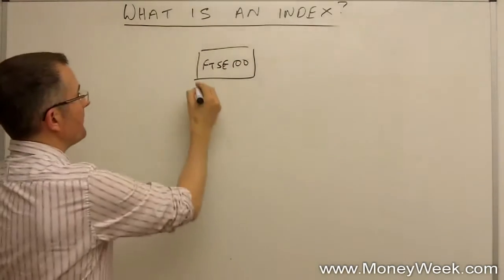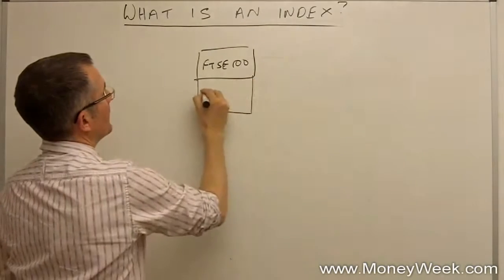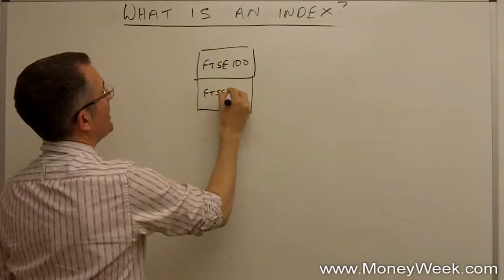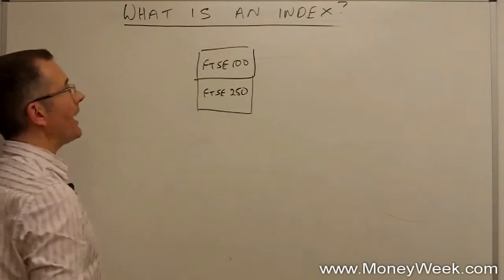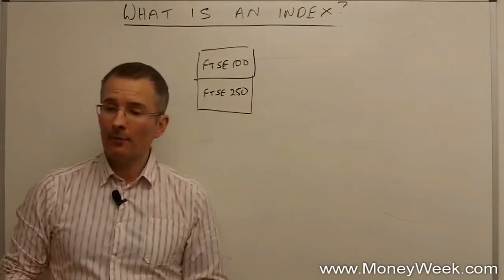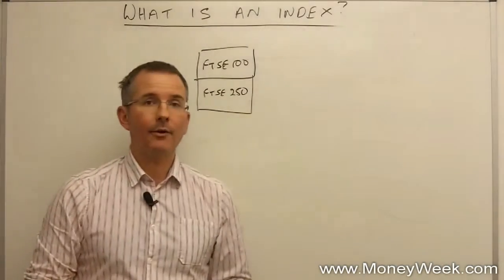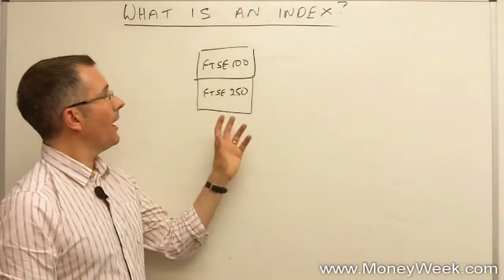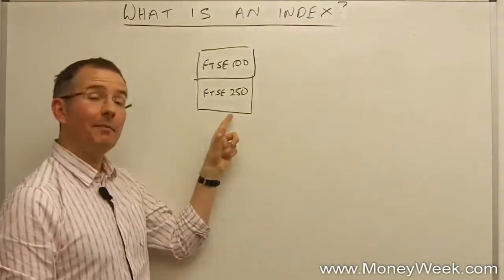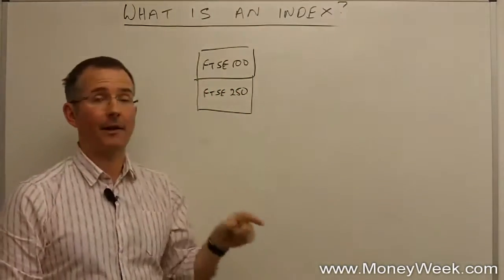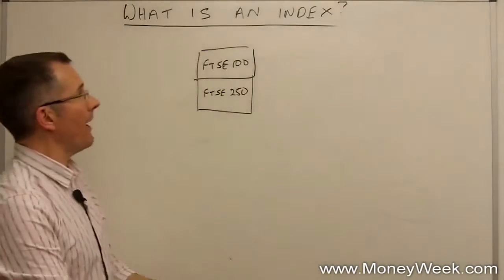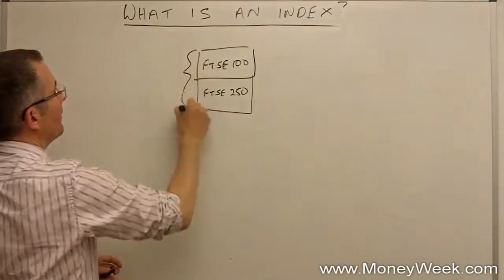But there's also an index based on the value of the next 250 biggest. And a common mistake worth pointing out at this point is that it is the next 250 biggest, it's not the FTSE 100 and another 150. Combine them, you'd get the 350.